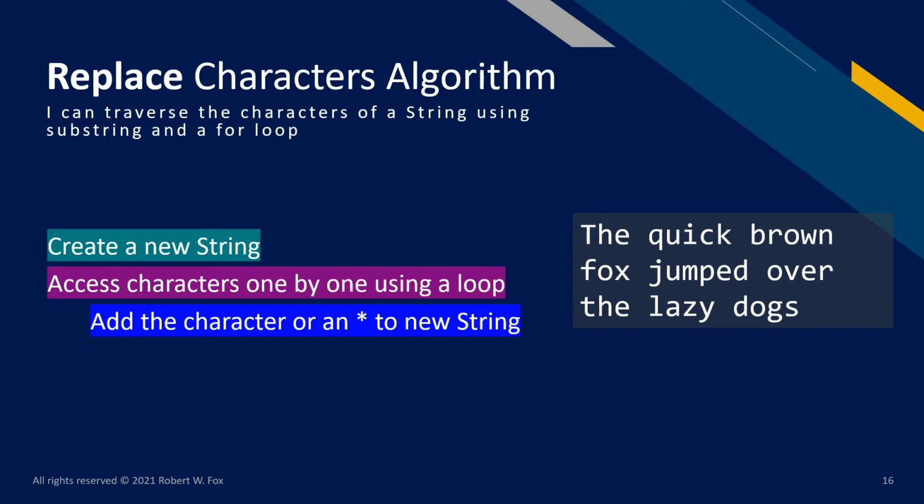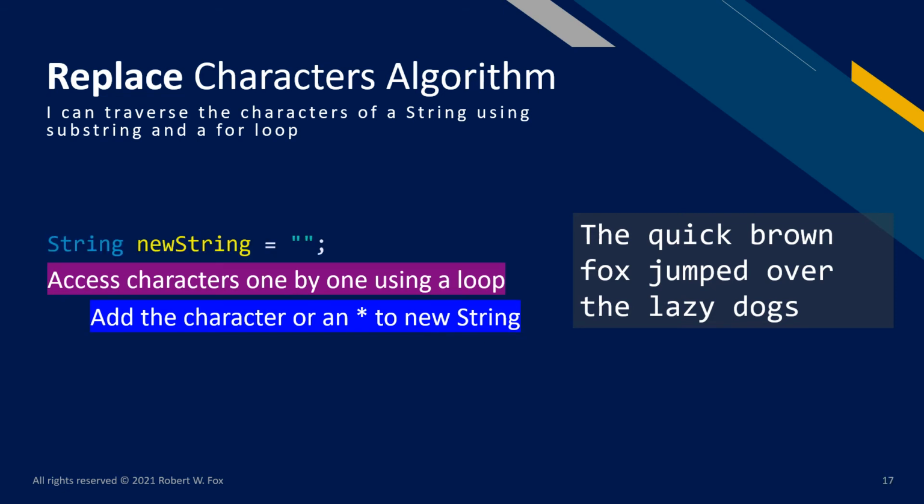We're going to start by creating a new empty string, and that string will eventually hold the original string with all of the desired characters replaced. Now from here, we're going to access all of the characters of our original string one by one, and depending on what that character is, we will either add it to the new string or we will add an asterisk. So now let's unpack that and see how it works.